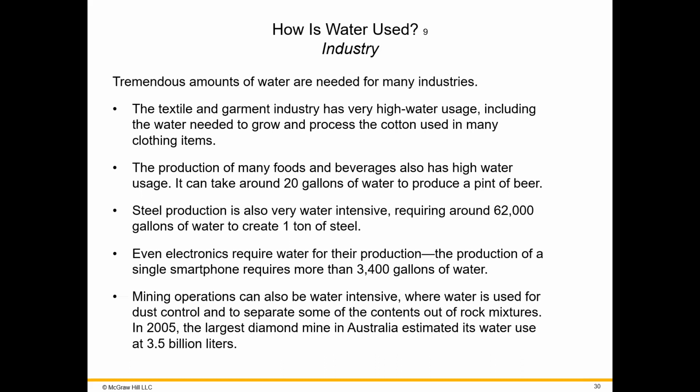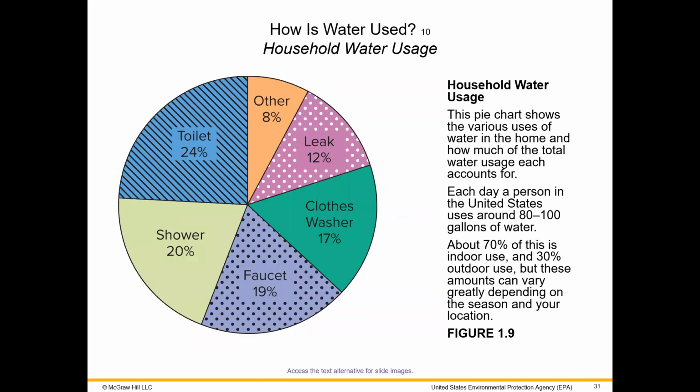pressurized water to separate the contents out of rock mixtures, right? So you get an ore. An ore is a valuable rock piece. I'm gonna simplify. A valuable rock piece. And when you shoot high amounts of water, it splits up. And so you can draw out the specific minerals that you need from that ore. And that's why water is used in mining.